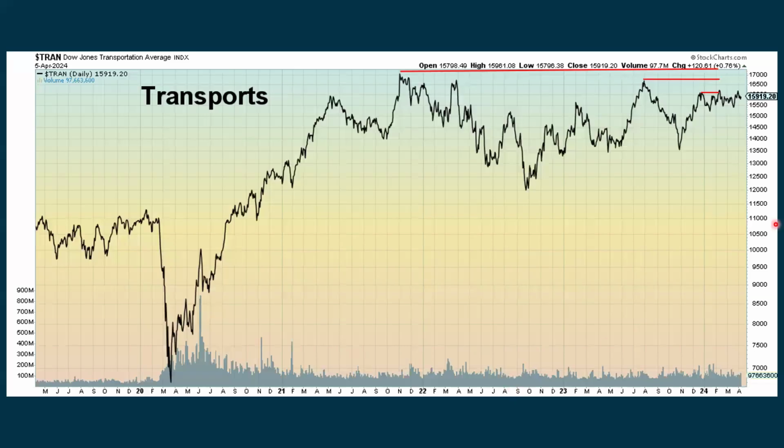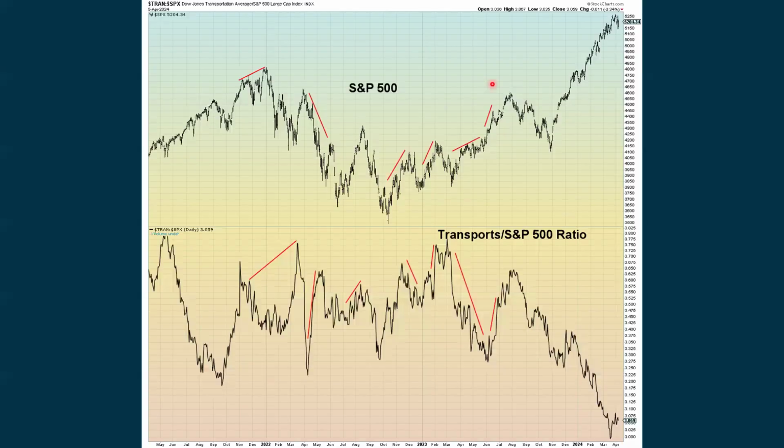Here's the transports all by themselves, where they've been chopping sideways pretty much in 2024. We haven't been able to get back to this previous high set in July of 2023, nor the all-time high set back in 2021. We look at a ratio between the transports and the S&P. When this is going down, that means the transports are underperforming, and that's what has consistently been happening lately.